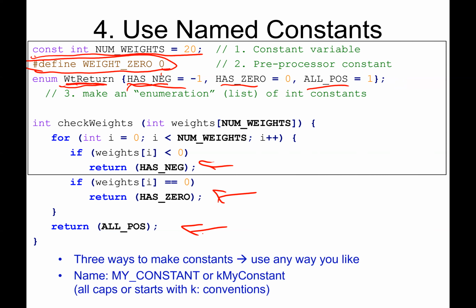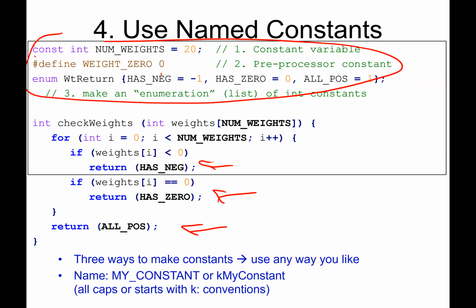All three of the ways that I've shown up here are three different ways to make constants. They're all okay. They're all far better than using these magic numbers.